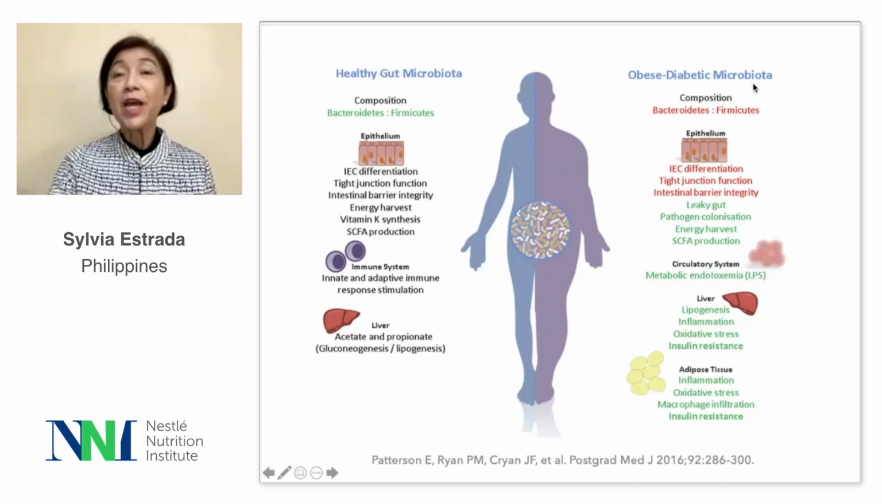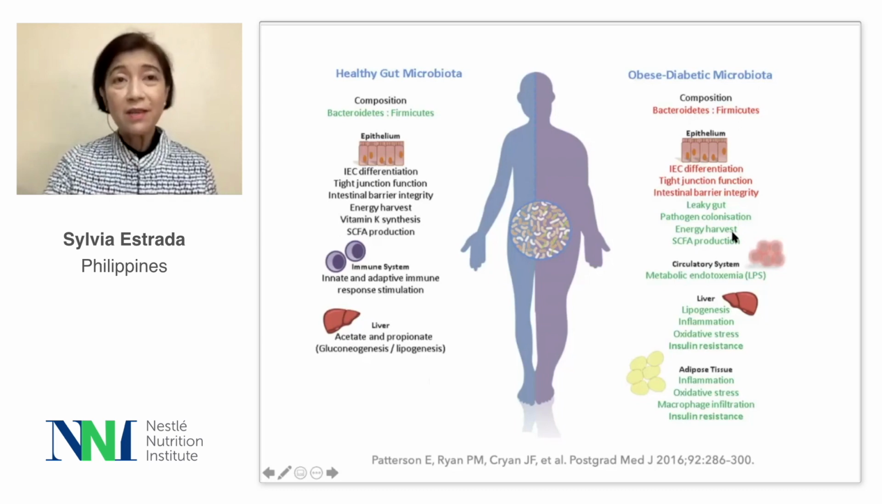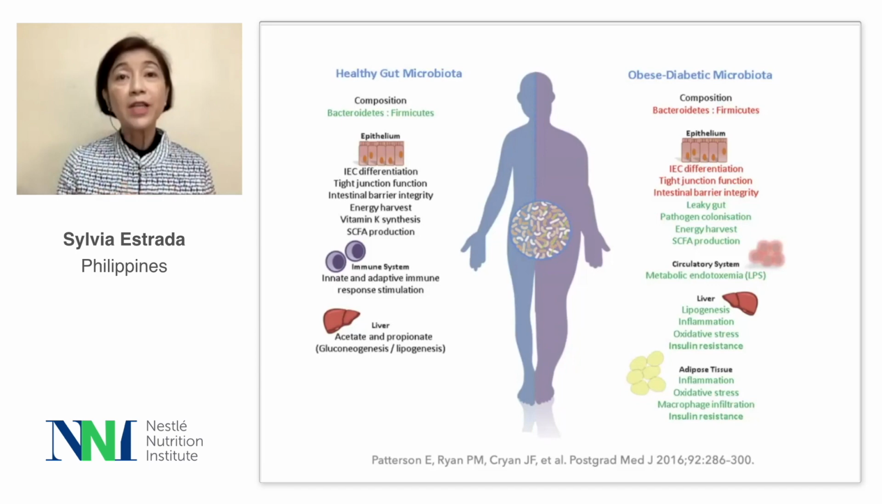Compare that with an obese or diabetic microbiota, which is lower in Bacteroides. As a result, you have a leaky gut, which is prone to pathogen colonization, and therefore there is ineffective harvest of energy and ineffective short-chain fatty acid production. As a result, you have a metabolic endotoxemia because of the flow of lipopolysaccharides into the systemic circulation, causing chronic inflammation, which becomes the root of our non-communicable diseases, diabetes included.